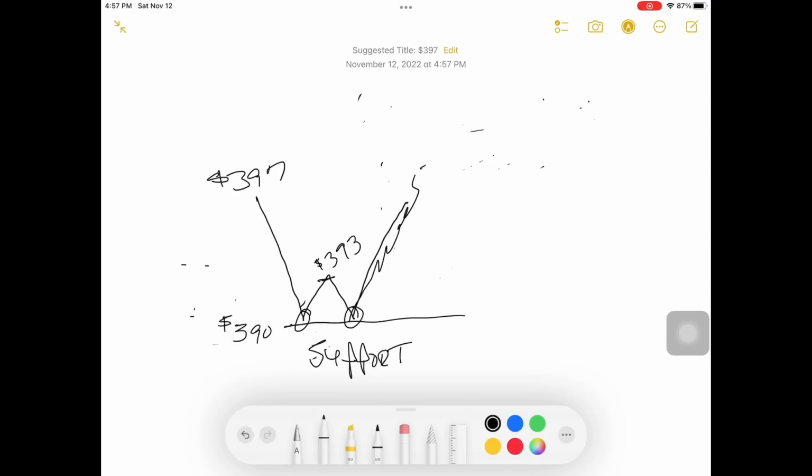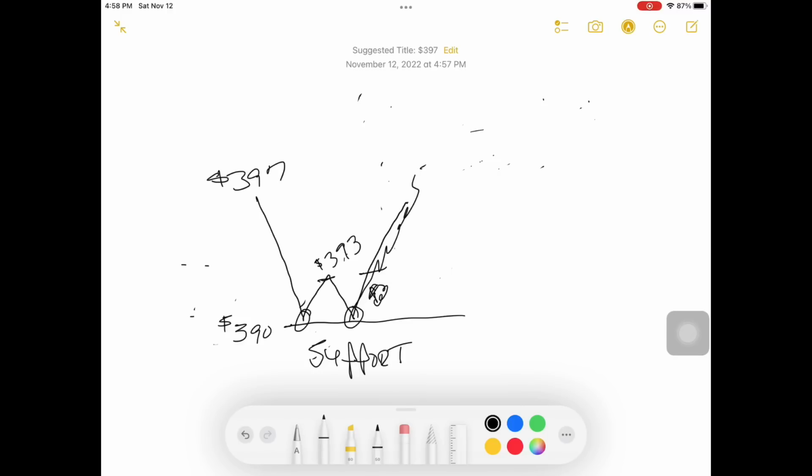So now you know, if nothing else, from 390 to 393, you can play this little range right here. You can play this whole entire range right here. But if you respect and you're comfortable in your trading, you can have your stop loss set, manage your risk, and you can play the entire move back to a retest of 397.